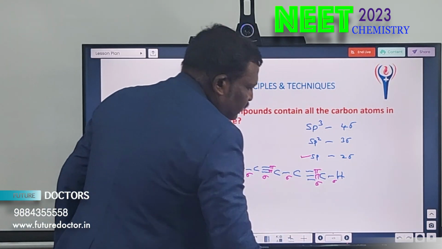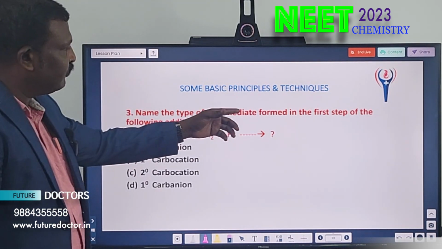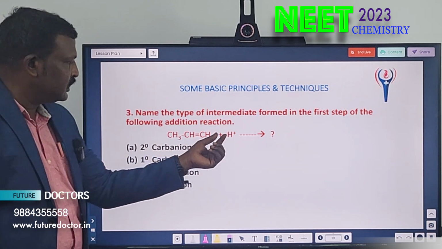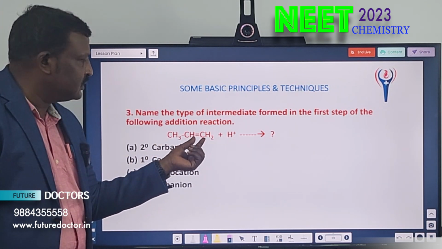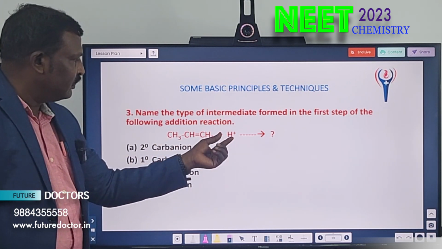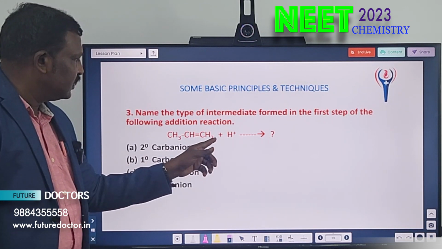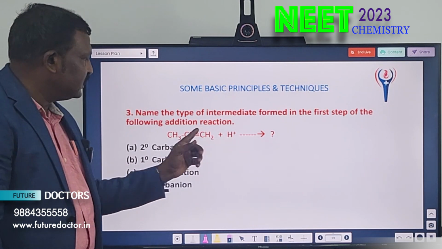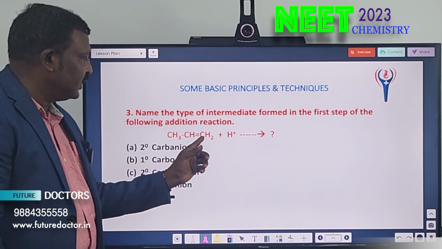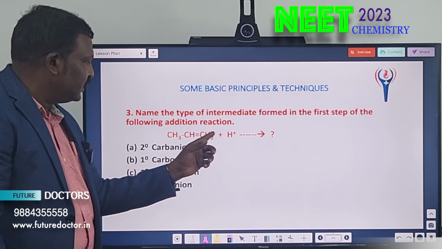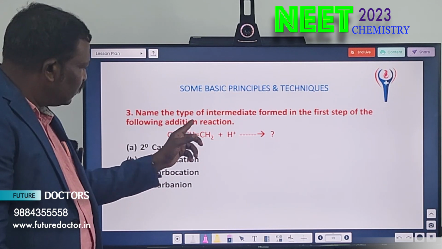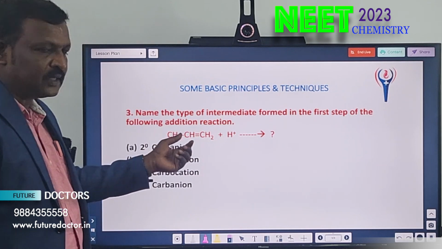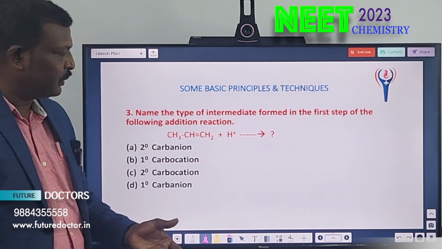Next one. Third one. Name the type of intermediate formed in the first step of the following addition reaction. So intermediate means, suppose electrophile group is there, here electron rich is there. So when you do the protonation process, we have to find out which is the stable carbocation. Sometimes if H goes here, plus goes here, so we are getting primary carbocation. Suppose H goes this side, plus goes here, so we get secondary carbocation. So mostly the secondary carbocation is more stable when compared to the primary carbocation.